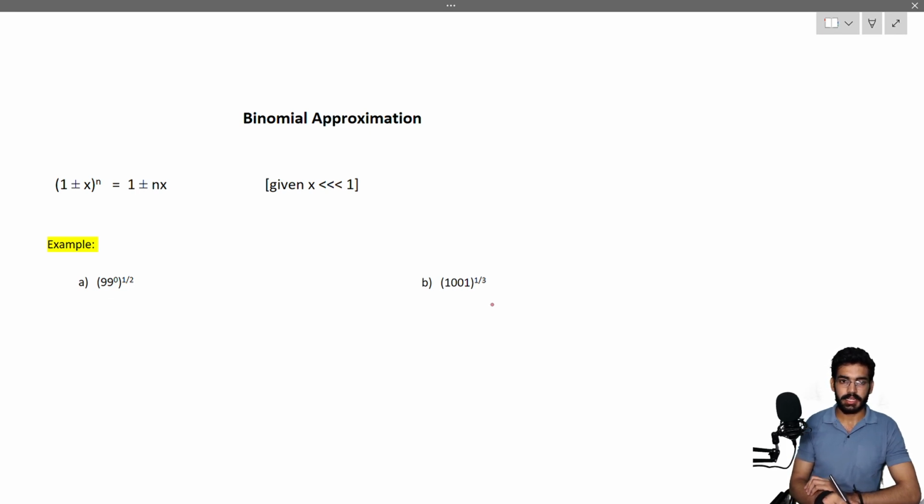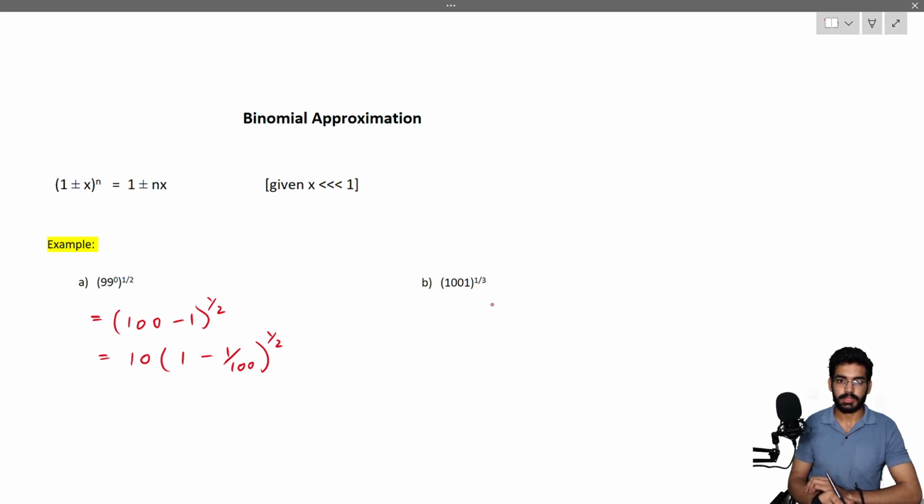So here it is given 99 to the power half. Just leave the degree thing. 99 to the power half. Can I write it as (100 - 1) to the power half, right? Next, take 100 common, so this is going to be 10, and (1 - 1/100) to the power half. Compared to 1, what is the x? x is equal to 1/100, and we know 1/100, that is 0.01, is very much less than 1, 100 times less.